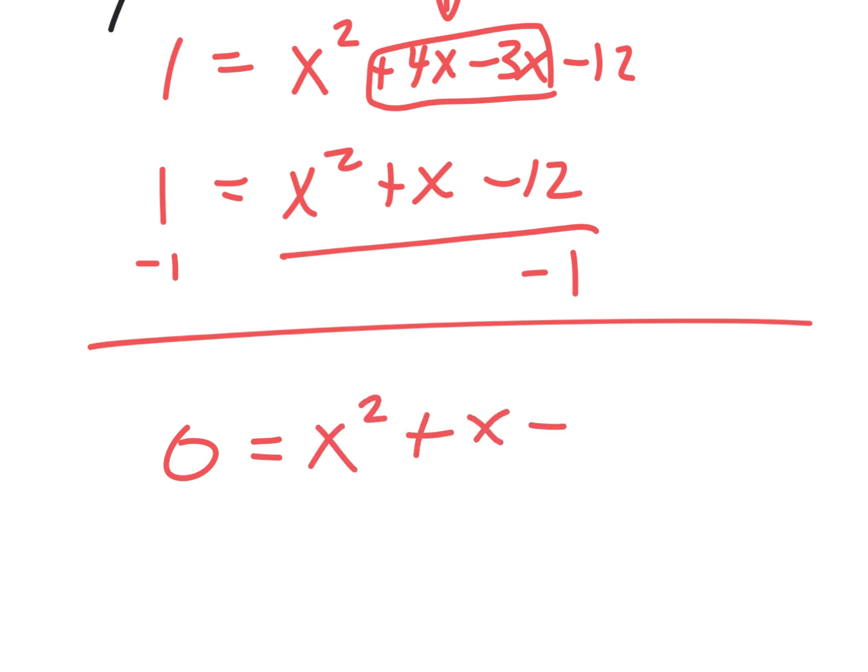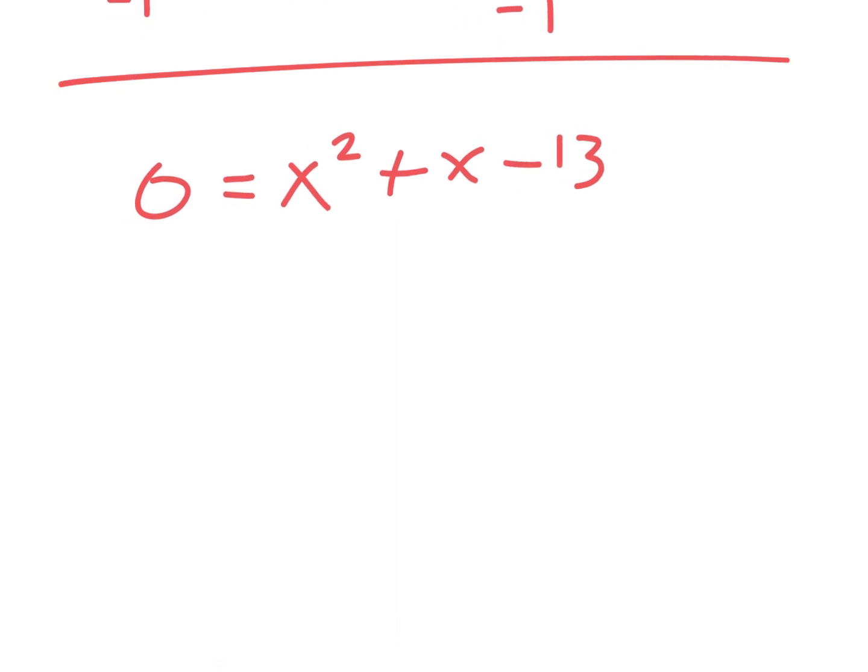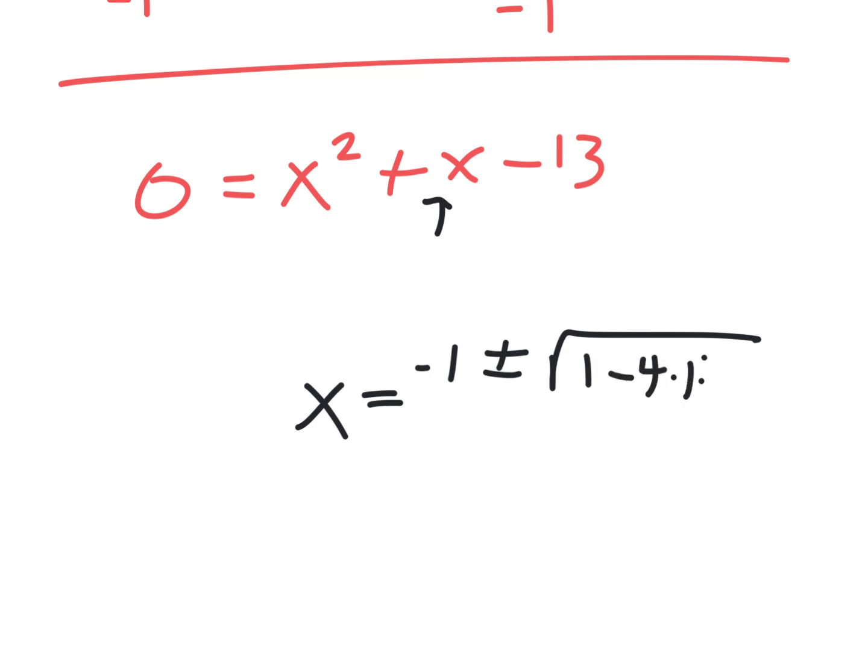Now, in honors, even though this wouldn't factor, we would expect the kids to finish it. How the heck do you finish it if it won't factor? Say it. Yeah. X equals negative b, negative 1, plus or minus the square root of b squared, which is 1 squared, which is 1, minus 4ac, 4 times 1 times negative 13, all over 2a, which is 2 times 1, which is 2.